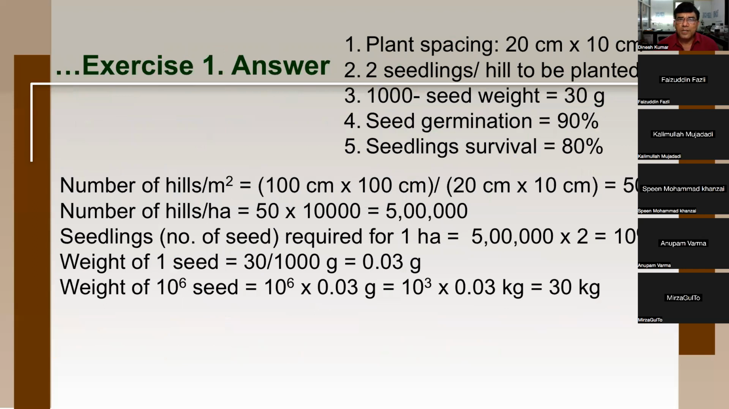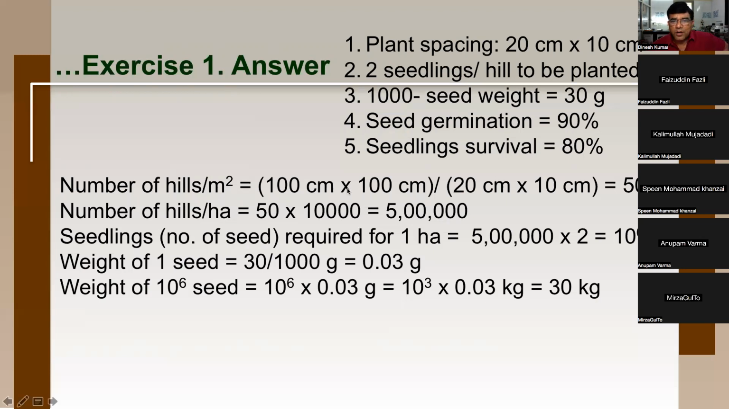So here 2 seedlings per hill are to be planted. You can see here, plant spacing is 20 into 10 centimeter. And 2 seedlings per hill are to be transplanted. And 1000 seed weight is 30 gram. And germination is 90% and seedling survival 80%. So number of hills you need to calculate. Here hills means number of places where you are going to transplant seedling.